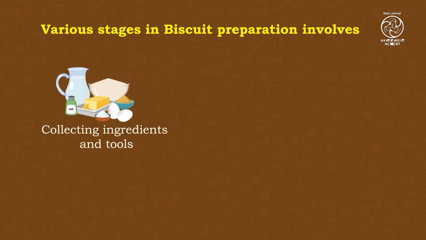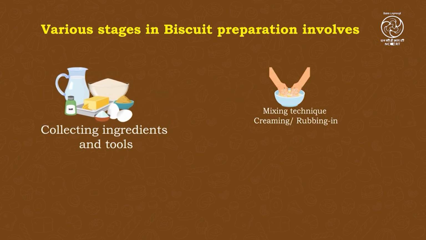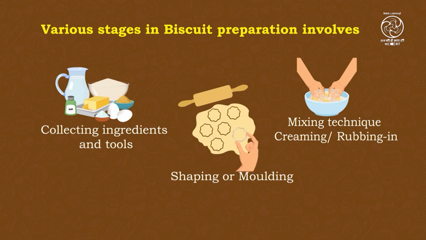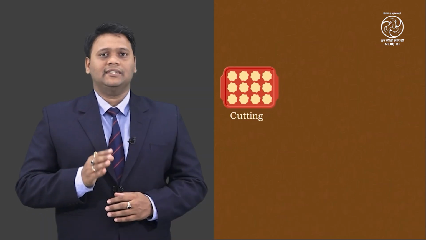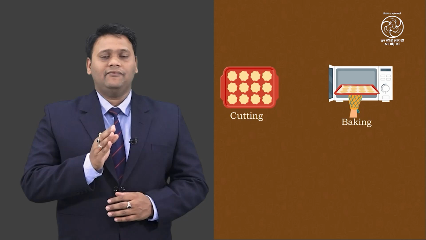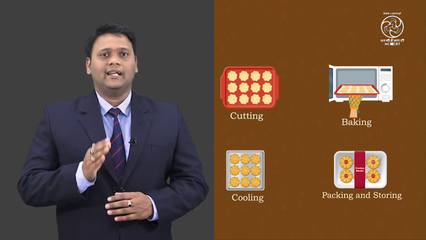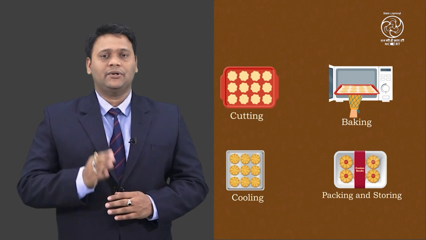Various stages in biscuit preparation involve: first is collecting ingredient and tools. Second is mixing technique, which includes creaming and rubbing in. Third is shaping or molding. Fourth is cutting. Fifth is baking. Sixth is cooling. And last is packing and storing.